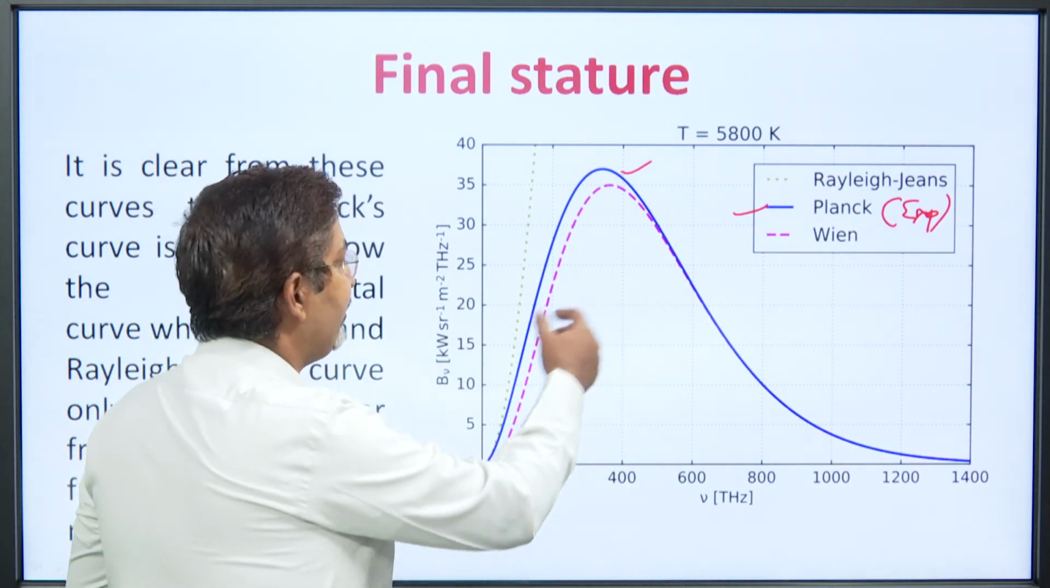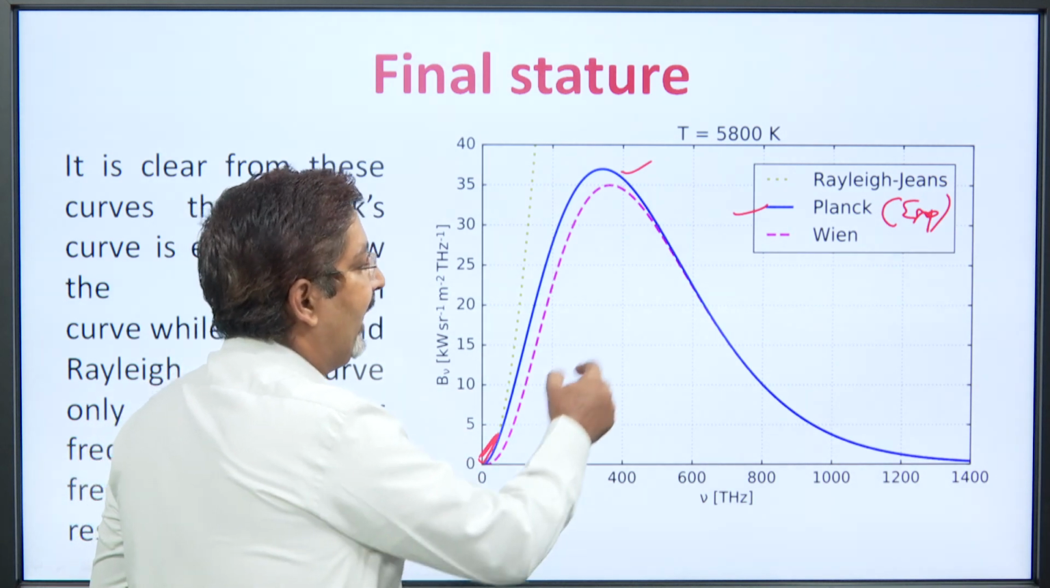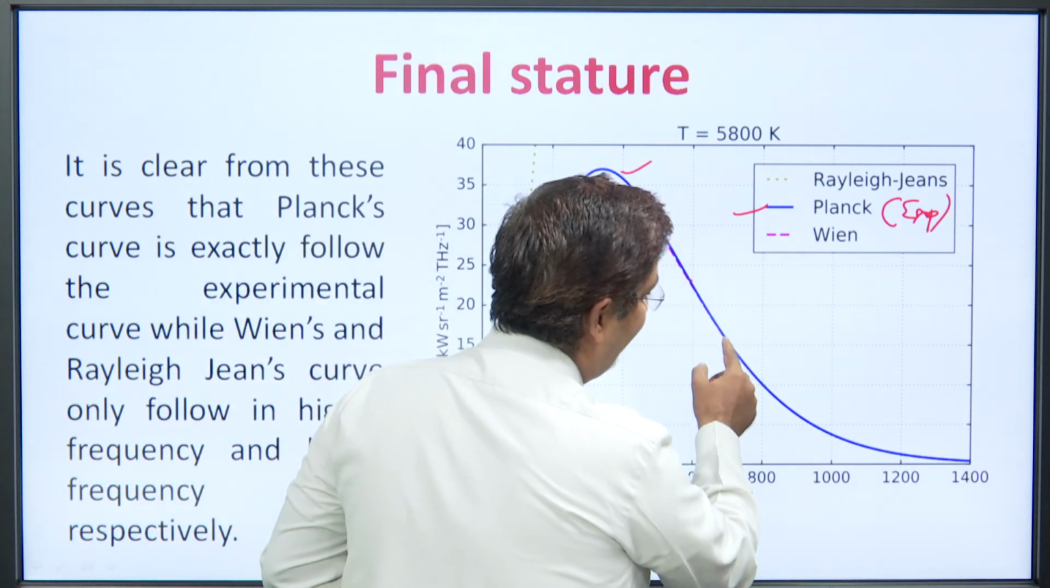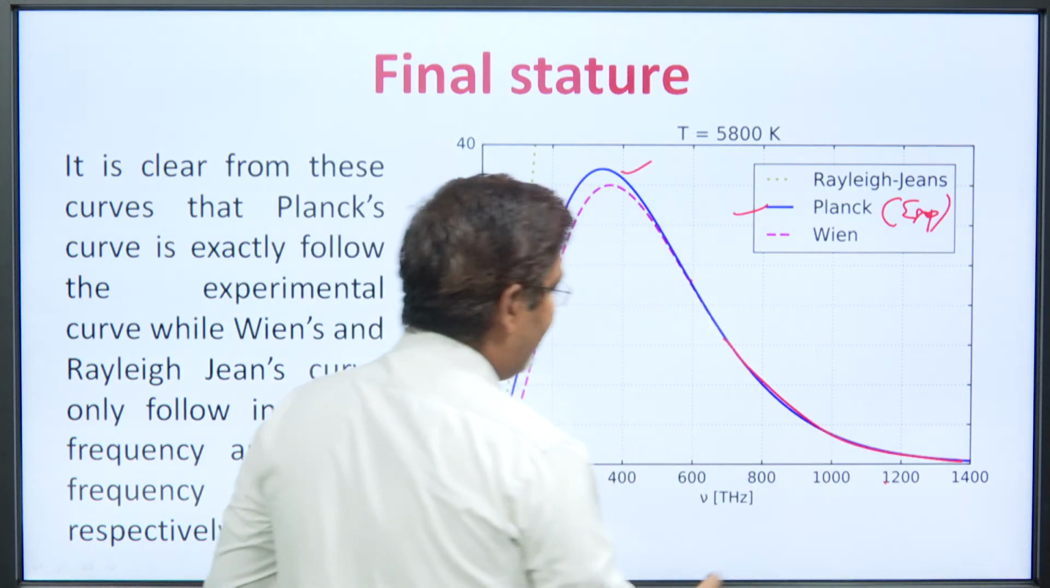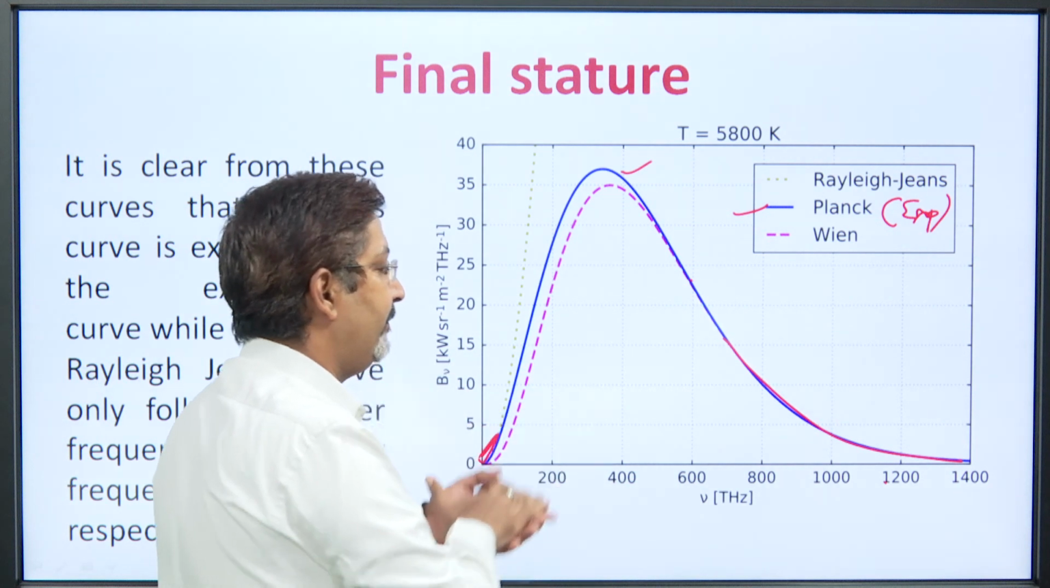The Rayleigh-Jeans law was only satisfying the lower side, and Wien's law satisfies in the higher frequency, and there is a lower frequency. If you talk about the wavelength, it will convert.